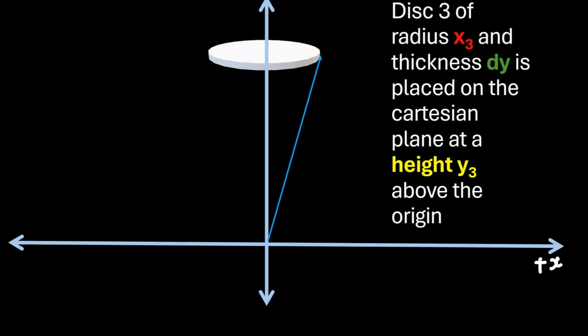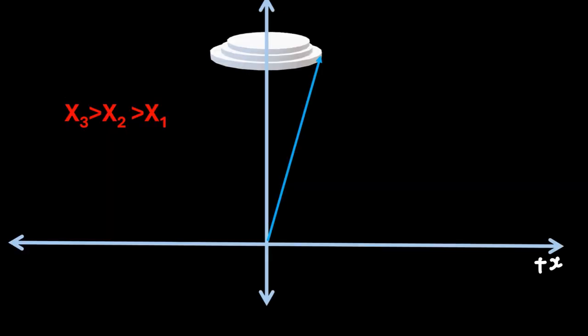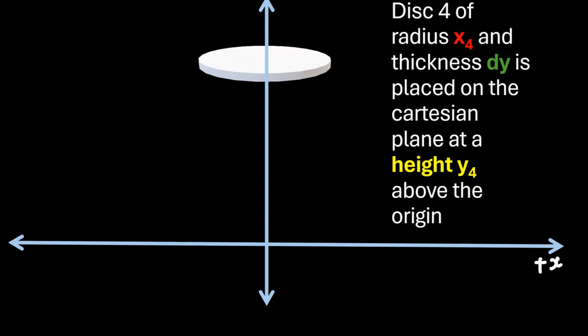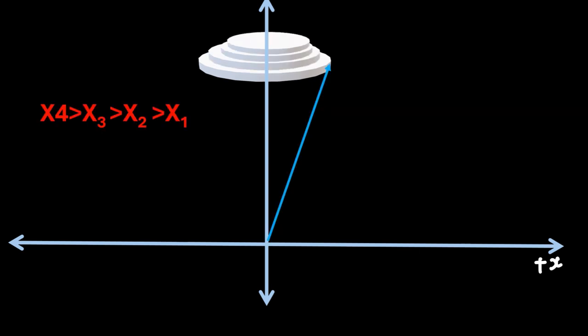x2 is greater than x1, right? Things will become clearer on this. So what do we have here? We have 3 disks, and the radii satisfy x3 greater than x2 greater than x1. What next? Disk 4, same thickness dy at a height y4, and if you stack all 4 of them, we get x4 greater than x3 greater than x2 greater than x1. We have a stack of 4 concentric disks.